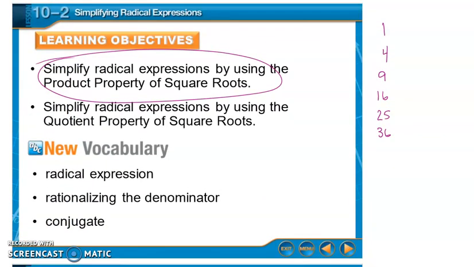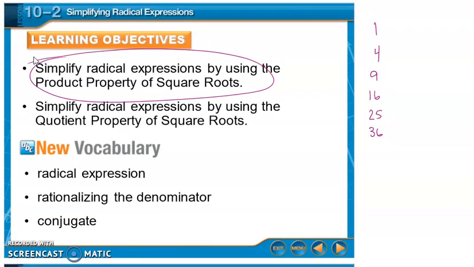The objective for today is to learn to simplify radical expressions using the product property of square roots. For square roots, those perfect squares will help us out because the square root of 1 is just 1. The square root of 4 is just 2. The square root of 9 is 3, etc. These are called our perfect squares.